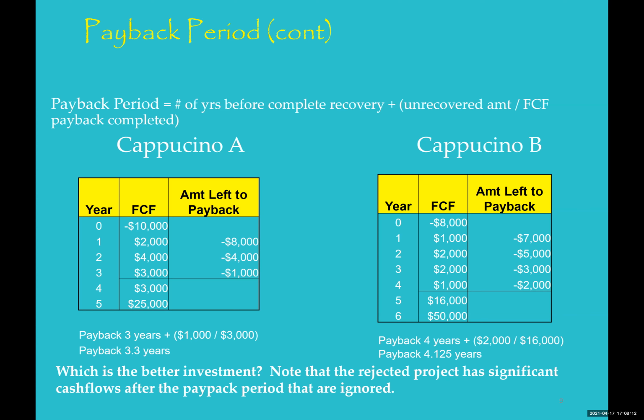Note that for both of the projects, Cappuccino A and Cappuccino B machines, they do have cash flows after the break-even point. Those cash flows are ignored using this methodology.